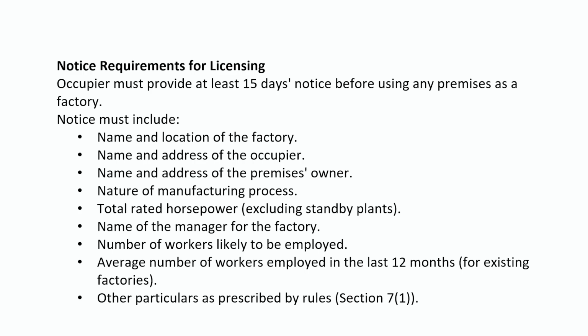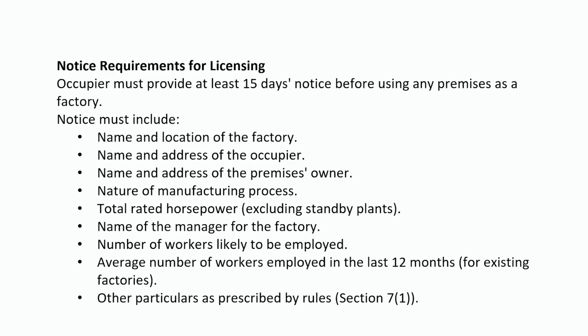Notice is very much required; notice is mandatory for licensing. This is a duty of the occupier. They must provide at least 15 days notice before using any premises as a factory. They cannot start the work in that premises. So if they want to use any kind of premises, they must take the proper approval, and for this a time limit has been given. The minimum is 15 days; they must take this approval at least 15 days before starting any use of the factory.